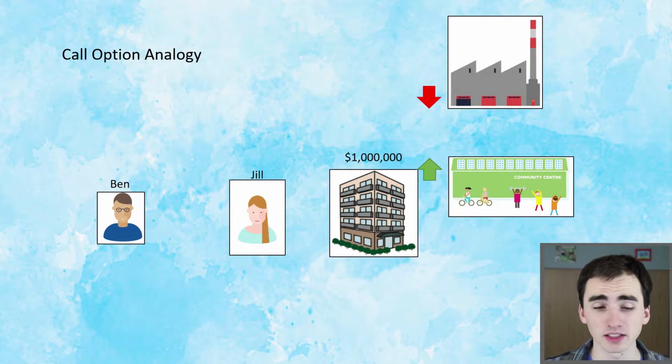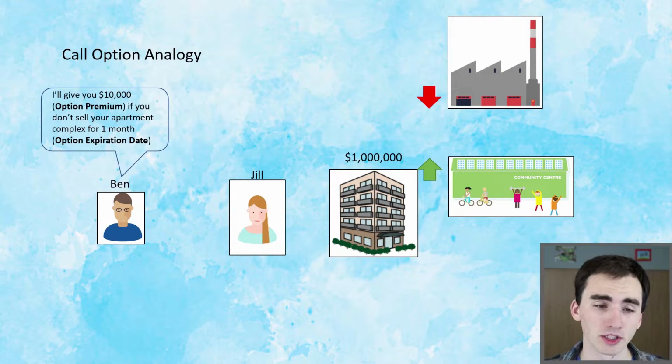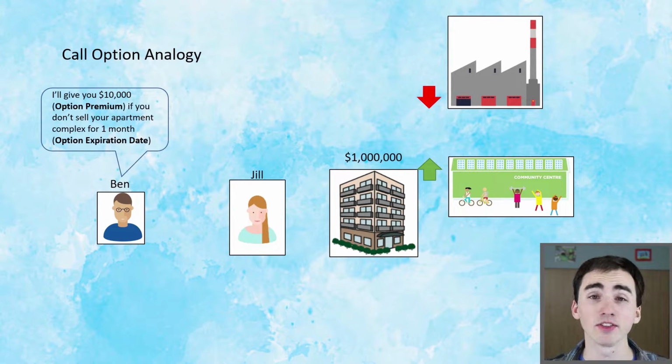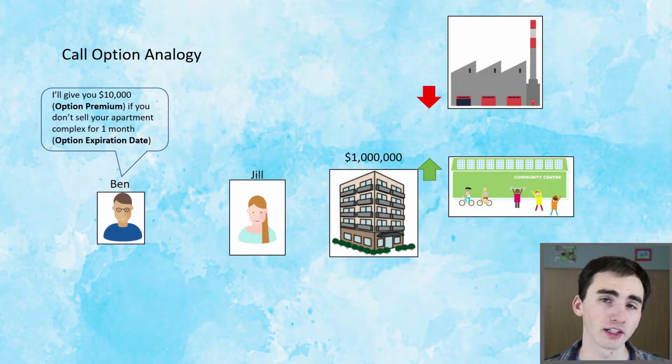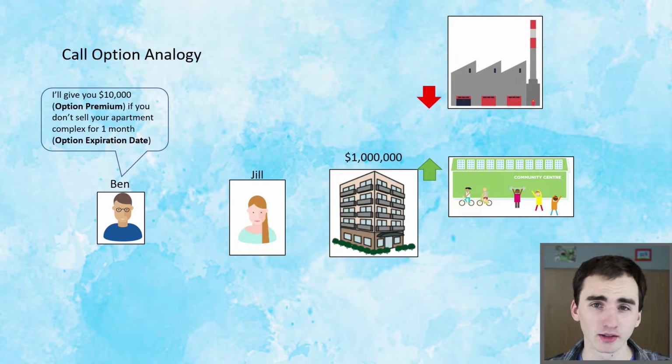Now, what he does here is he essentially buys a call from Jill. And what he says is, I'll give you $10,000, which is the option premium, or essentially what it costs to pay Jill for the right of that contract, because Jill wants some money to give Ben that right, because she could just sell it right away to someone else for the same price. So she's going to want some return for holding the apartment complex for Ben.